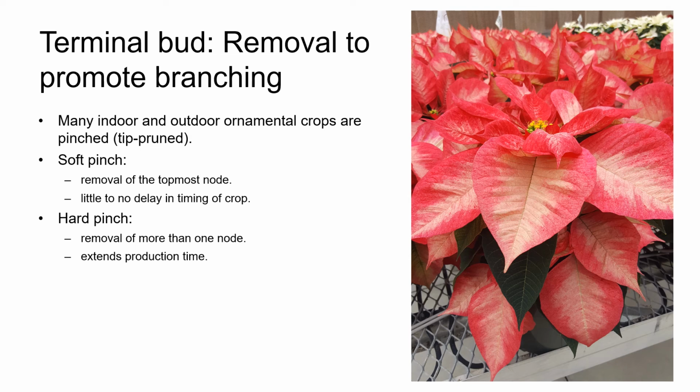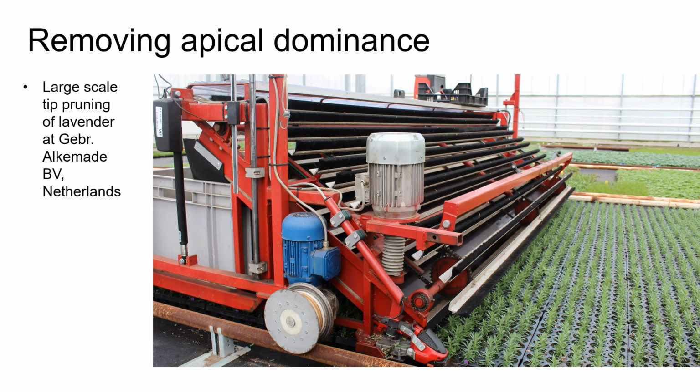A hard pinch involves removing more than one node from the top, and usually sets back the production time because you're taking out several days or even several weeks of growth depending on the species. So it's really important that you factor this in the production schedule for your crops. In small nurseries, tip pruning is done manually, but this is labor intensive and therefore adds to the cost of production. It can also be challenging to prune a crop uniformly unless you have workers who are really well trained.